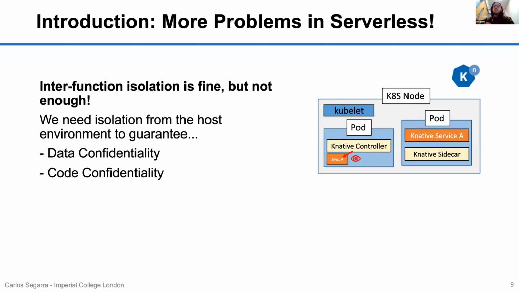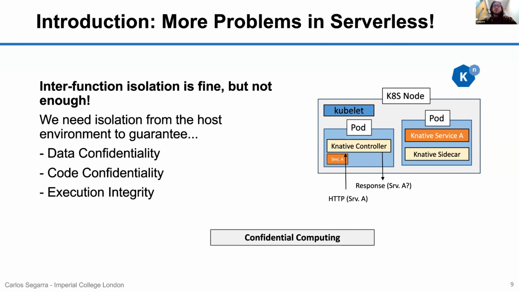Code confidentiality: maybe with some machine learning models, they have IP present in the code, maybe the model weights, and we don't want the Knative runtime to be able to leak those weights. And even more essentially, execution integrity. We want to have some cryptographic guarantee or assurance that Knative is executing the serverless function that we want and not another one.